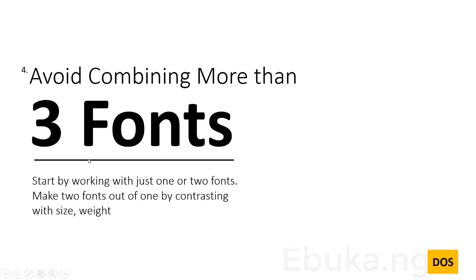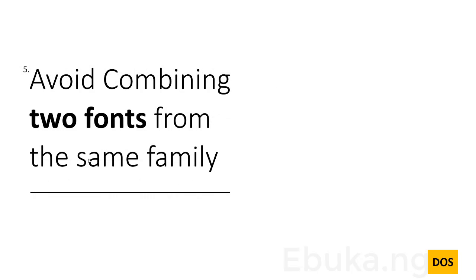Good. Now let's move to the fifth tip. The fifth tip says avoid combining 2 fonts from the same family. When we say family here, we mean the font types we've already spoken about. So you have a serif font and a serif font. They're from the same family. So avoid combining 2 fonts from the same family.